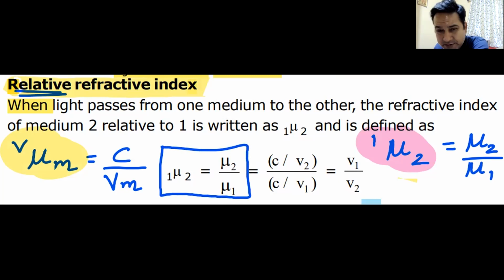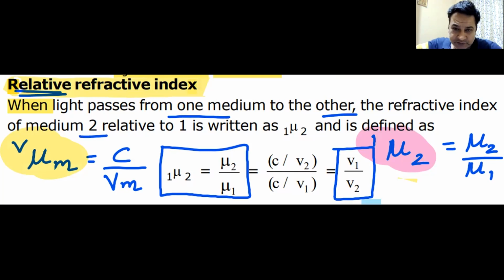So mu of 2 with respect to 1 simply becomes mu2 divided by mu1. When I write the value of mu2, it will be c divided by v2. When I write the value of mu1, it will be c divided by v1. So basically it becomes v1 divided by v2, where v1 is the speed of light in medium 1 and v2 is the speed of light in medium 2. This is the concept of relative refractive index. Relative refractive index of one medium with respect to the other is the refractive index of the first medium divided by the refractive index of the second medium. I'll give you a minute to note it down and I will be back after that.